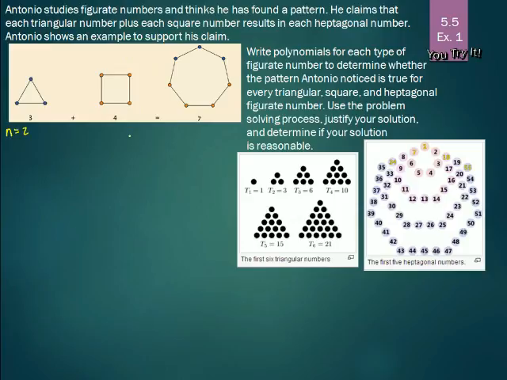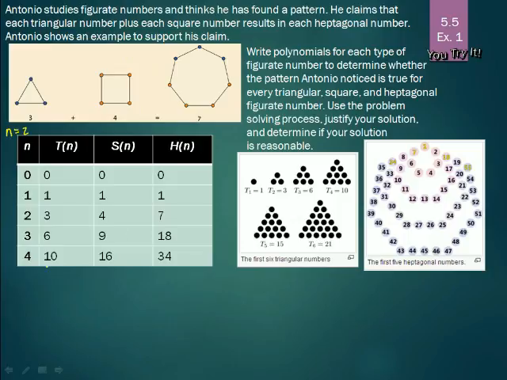I've gone ahead and put these numbers of the figurates into a table, with n being the set number. If n is 0, that means there are 0 dots. I've called t of n the triangle dots, s of n the square dots, and h of n the heptagonal dots. It's 0 if there are no dots, and 1 if there's 1 dot, the starting point for all of them. Then 2 is his example and the total number of dots, and then 3 and 4 show how each one increases in dots.